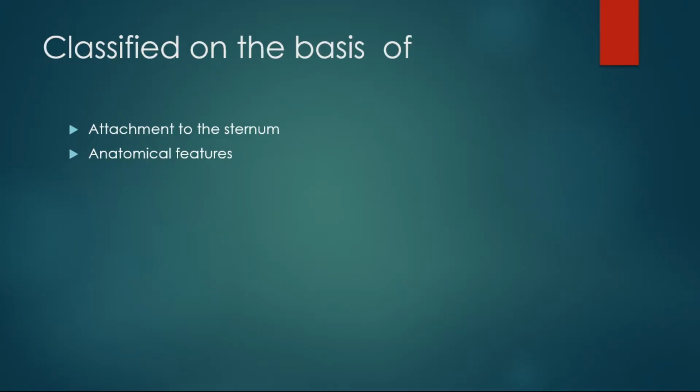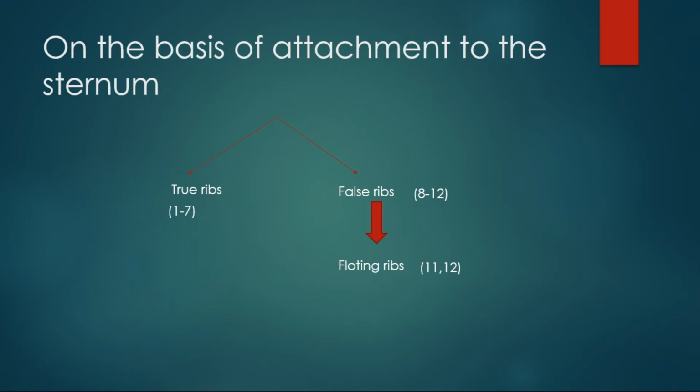There are two types of classifications that are given to the ribs. One is on the basis of attachment to the sternum, and another is on the basis of anatomical features of the ribs. On the basis of attachment to the sternum, you will find two types of ribs, true ribs and false ribs. The upper 7 pairs of the ribs are true ribs, attached to the sternum by their own costal cartilage.